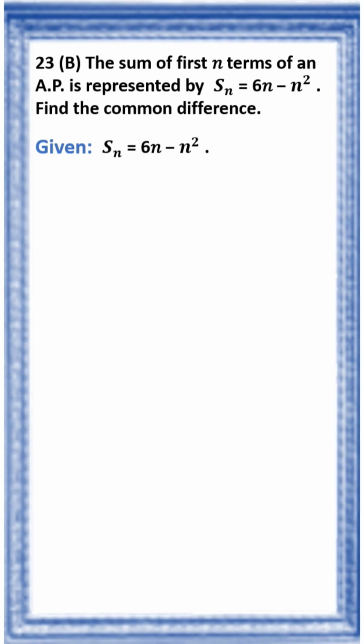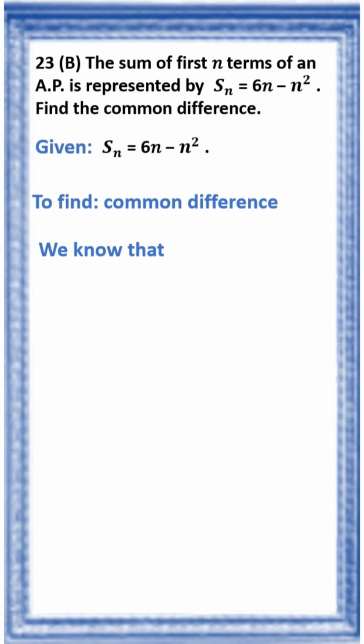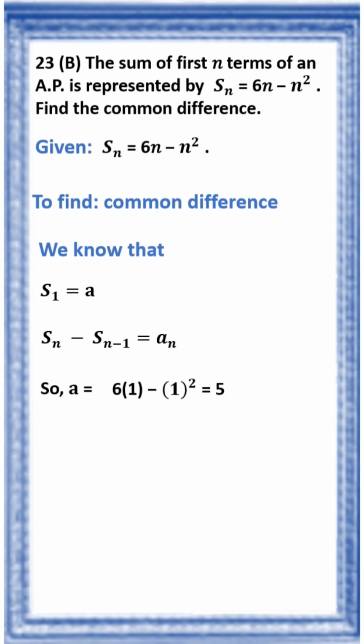What has been given here? Sn has been given here and we have to find out the common difference. We know, as I described earlier, S1 is equal to a, the first term. And here we can get the second term by subtracting the first term from the sum of two terms: Sn minus Sn minus 1 is equal to an. So a, the first term, is equal to, let us substitute 1 in the place of n, 6 into 1 is 6 minus 1 square is 1. 6 minus 1 is 5. So the first term is 5. a2 is S2 minus S1. S2, how can we get?